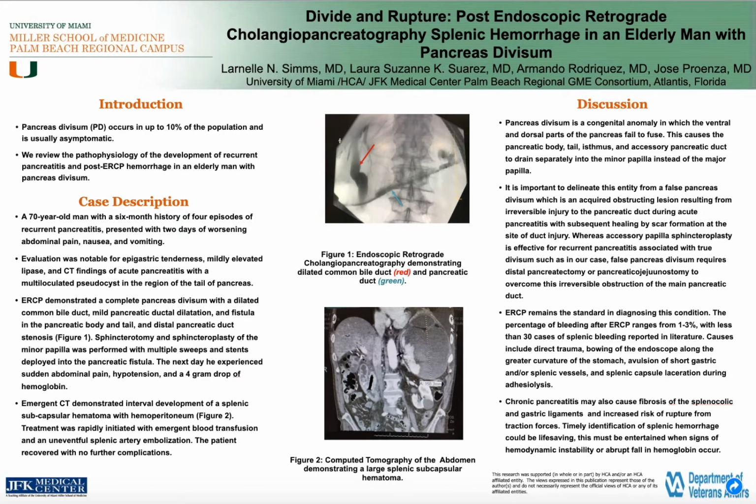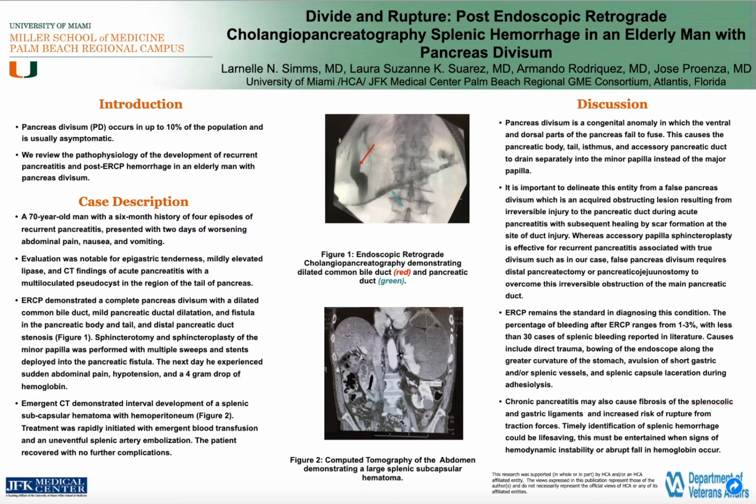ERCP demonstrated a complete pancreas divisum with a dilated common bile duct, seen here by the red arrow in figure 1, and a mild pancreatic duct dilatation, noted as the green arrow, along with a fistula in the pancreatic body and tail. This was also associated with a distal duct stenosis. Sphincterotomy and sphincteroplasty of the minor papilla was performed with multiple sweeps and stents deployed into the pancreatic fistula.